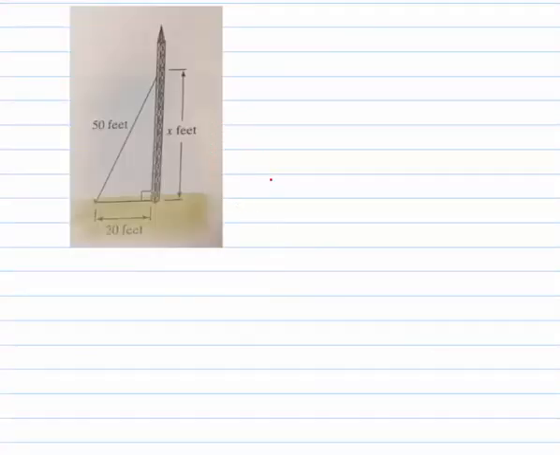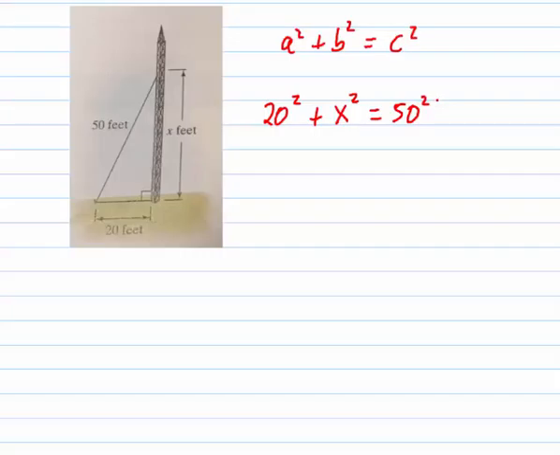Okay, fine, let's do an application. Say we had the structure, we had a guide wire of 50 feet, and we wanted to plant that 20 feet away. Where do we have to put that on the structure? What is x? Well, Pythagorean theorem, a squared plus b squared is equal to c squared. So we get 20 squared plus x squared is equal to 50 squared.